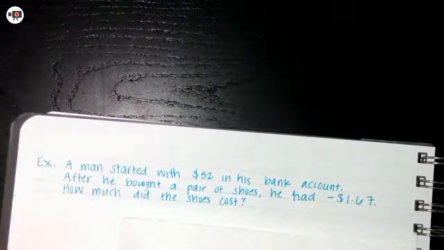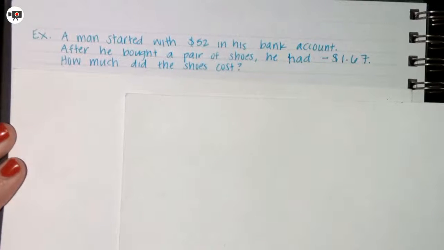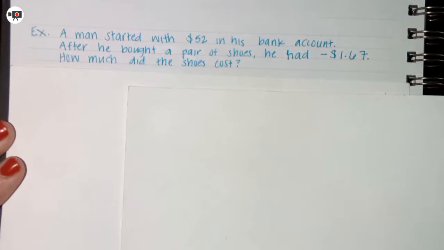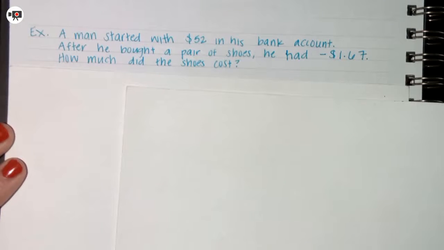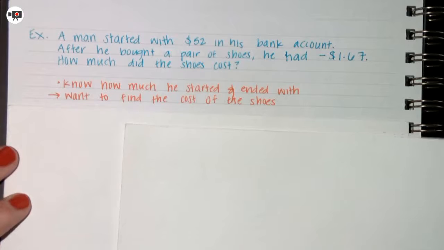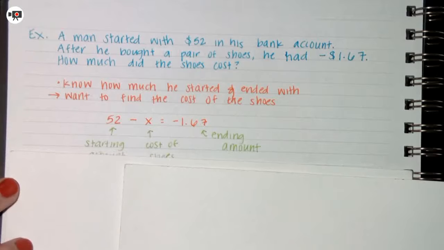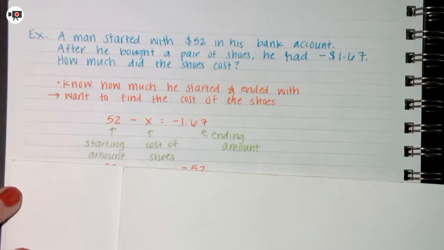And we have a word problem that says a man started with $52 in his bank account. After he bought a pair of shoes, he had negative $67. How much did the shoes cost? So we know how much he started and ended with, and we want to find the cost of the shoes. So this is 52 minus x equals negative 67. That's how much he started with, x is the cost of the shoes, and negative 67 is how much we ended with.